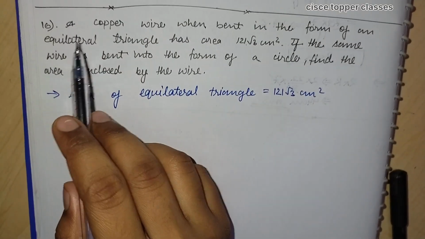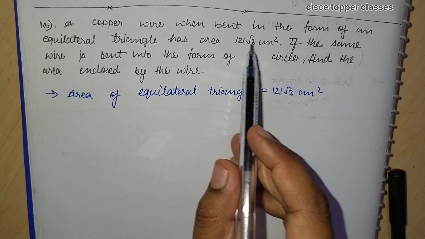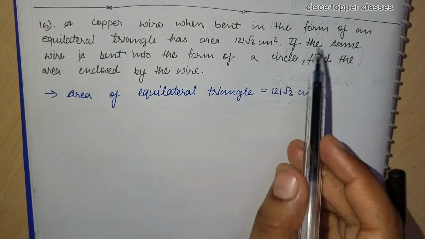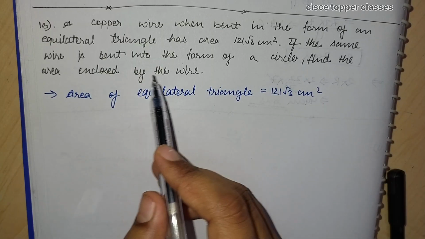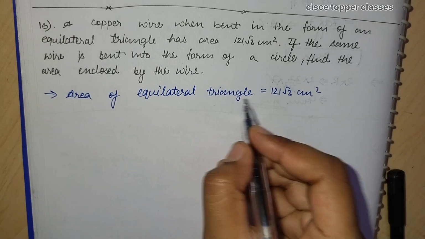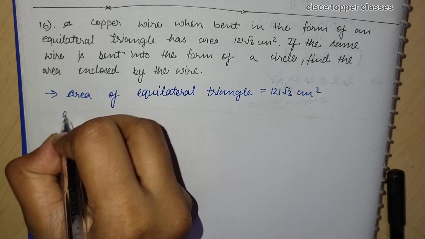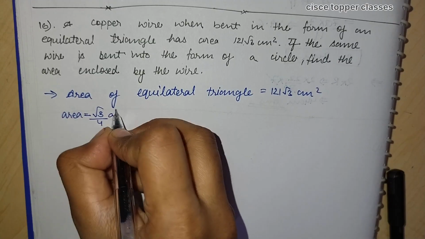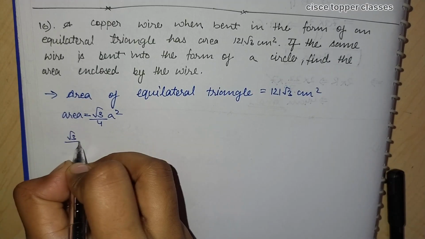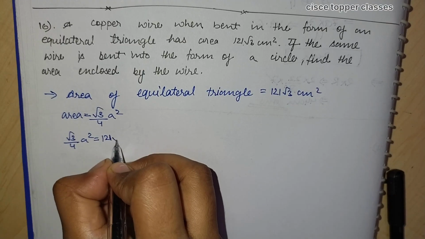Let us solve our 16th question. A copper wire when bent in the form of an equilateral triangle has area 121 under root 3 centimeters square. If the same wire is bent into the form of a circle, find the area enclosed by the circle. So area of equilateral triangle is 121 under root 3 centimeters square. So here we can write the formula which we know as under root 3 by 4 a square. So we'll put the value of area, under root 3 by 4 a square, as 121 under root 3.